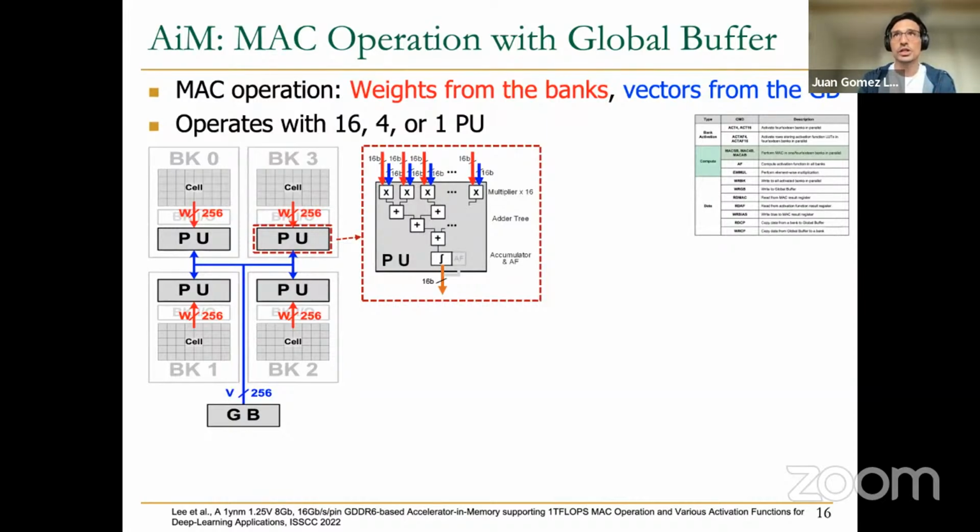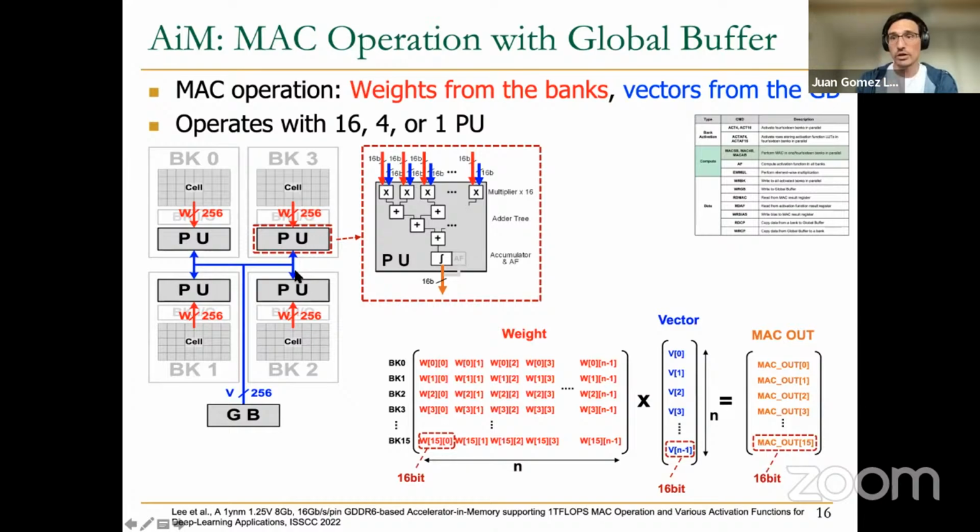The first one is using the global buffer, this SRAM-based global buffer of 2 kilobytes that we have seen in the beginning. In this mode, it's possible to operate with 16, 4, or 1 processing unit per die. And in case that we choose this operation, the processing unit receives the weights from the ON bank, from the DRAM cells in the ON bank, and the vector from the global buffer, as you can see in this slide.